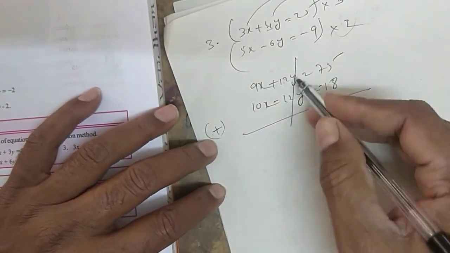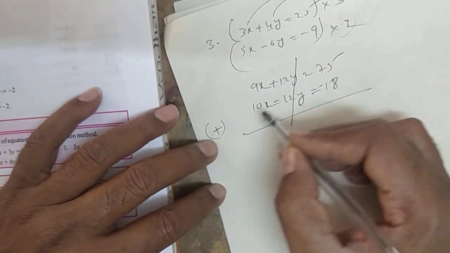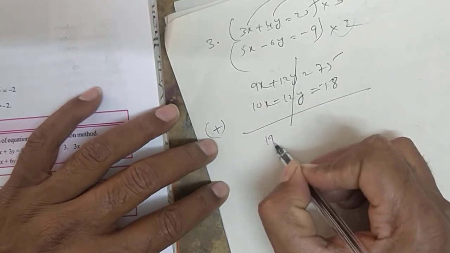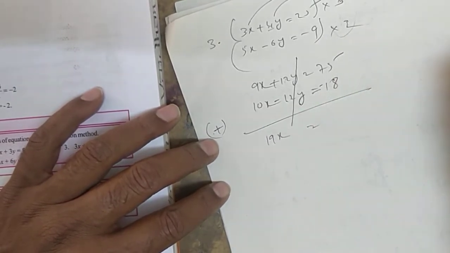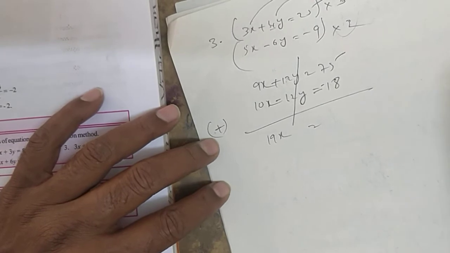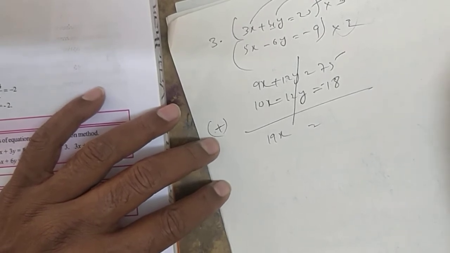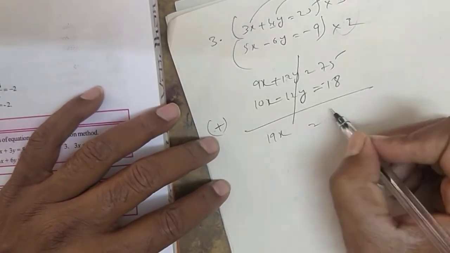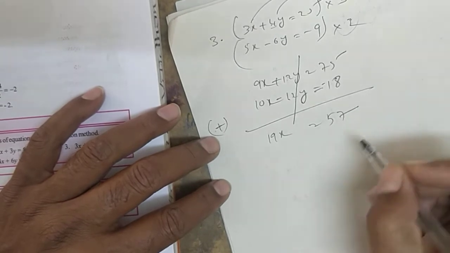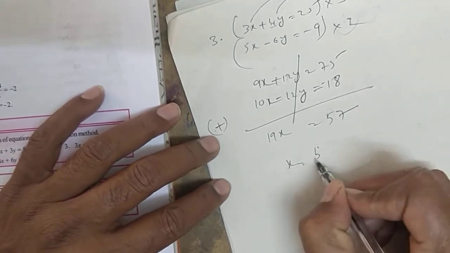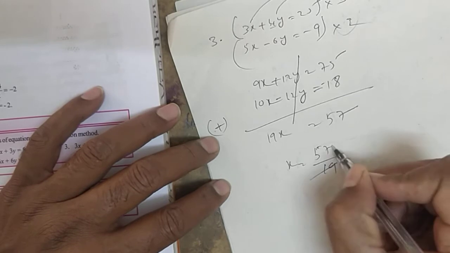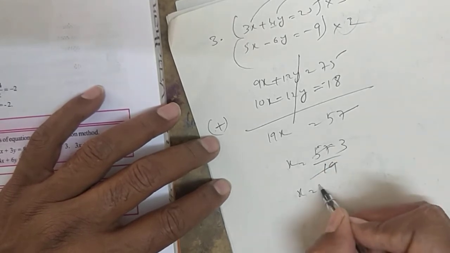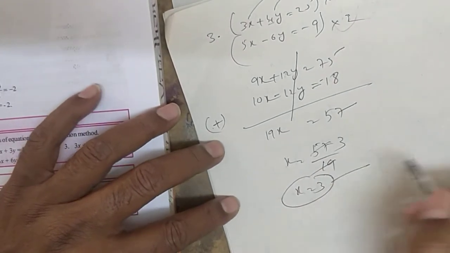Now plus 12y minus 12y will be eliminated, cancelled. 10x plus 9x is 19x. And from 75, you should subtract 18. 15 minus 8 is 7. 6 minus 1 is 5. So you are getting 57. So x is equal to 57 by 19. 19 threes are 57. So x is equal to 3.